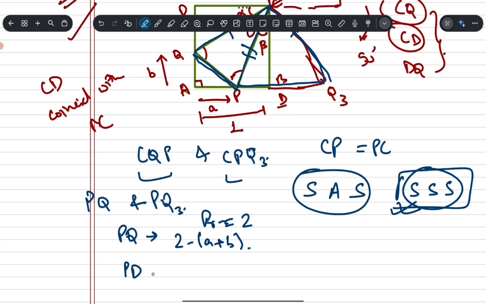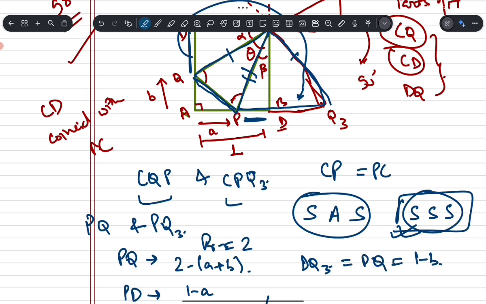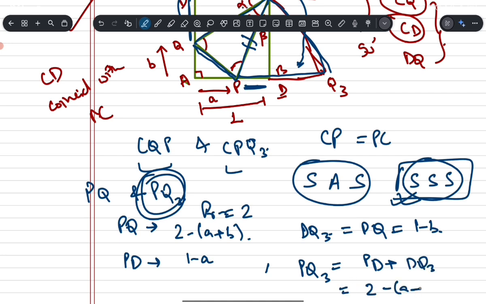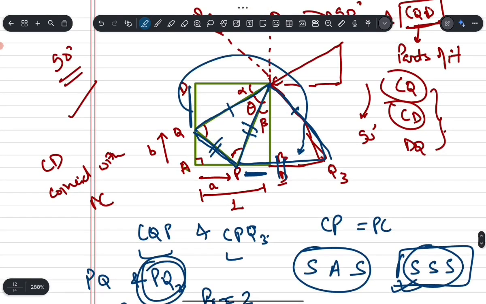Now look at PD. PD, that is 1 minus A. And also look at DQ3. What is DQ3? DQ3 is basically the new position of DQ, because this is what we rotated here. DQ came back here. So DQ3 would be equal to DQ, and DQ is 1 minus B. Also notice that PQ3, this side that we are supposed to find, is PD plus DQ3, that is 2 minus A plus B as well. So we have these two sides equal as well. Perfect. Now we have triangle. Let me just once again shift the diagram.